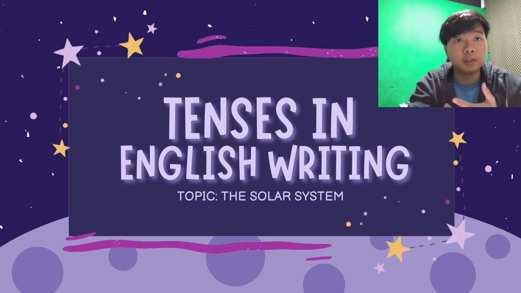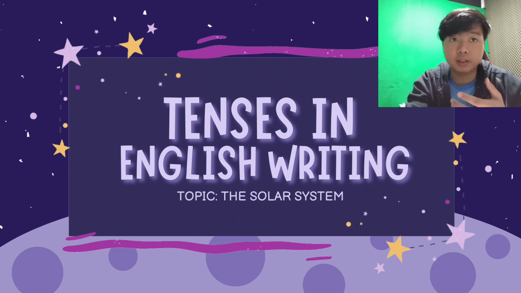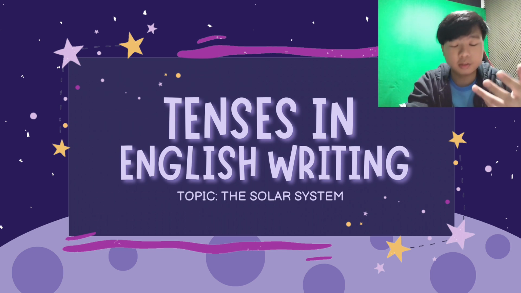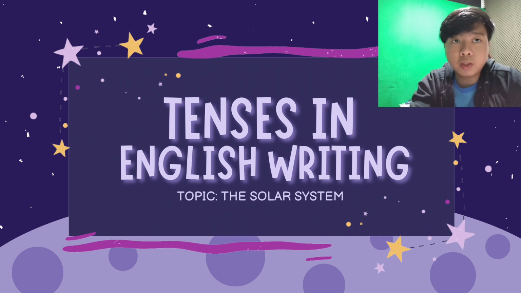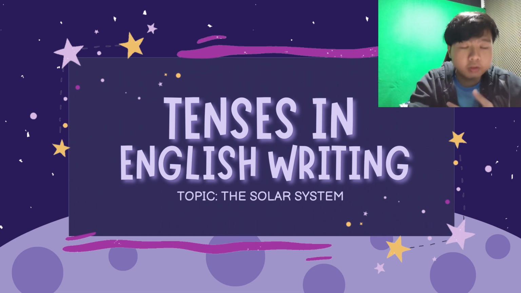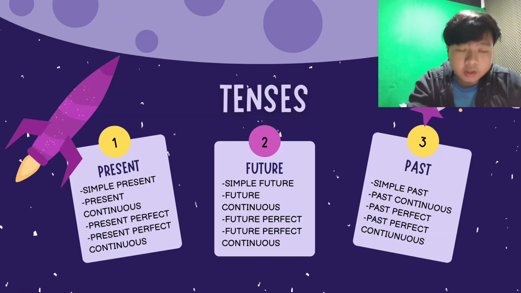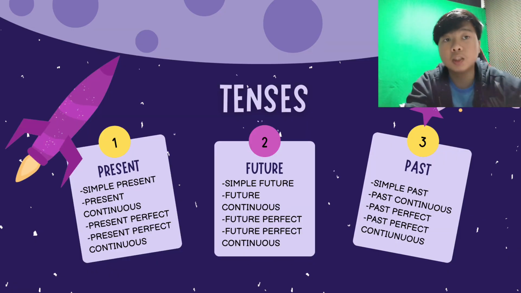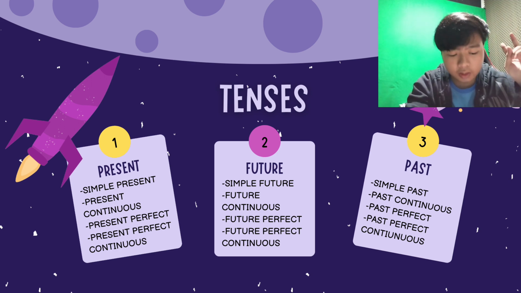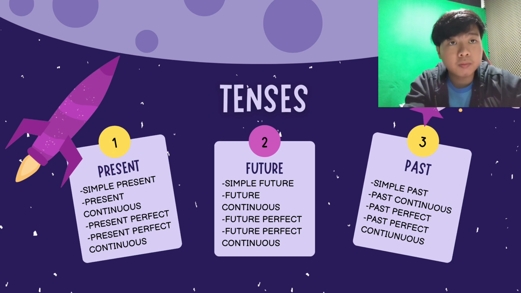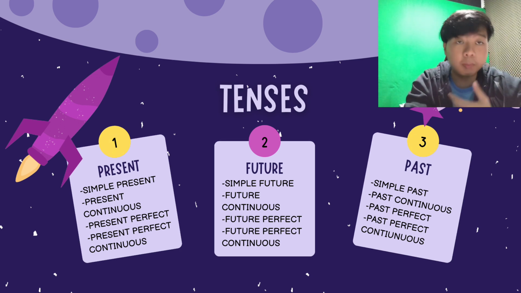So before I start our presentation, did you ever hear or remember the tenses that we learned in primary school or secondary school? Agree? Yes. So let's delve through the tenses that we are going to learn today. Our topic selection for the presentation in our group is the solar system. The tenses are divided into three parts: present tense, future tense, and past tense. So without further ado, I will let my friend explain first regarding the present tense.